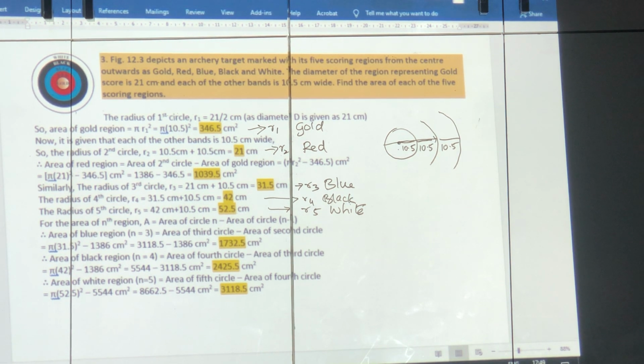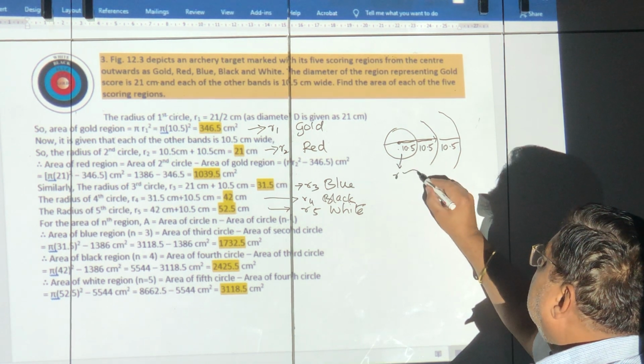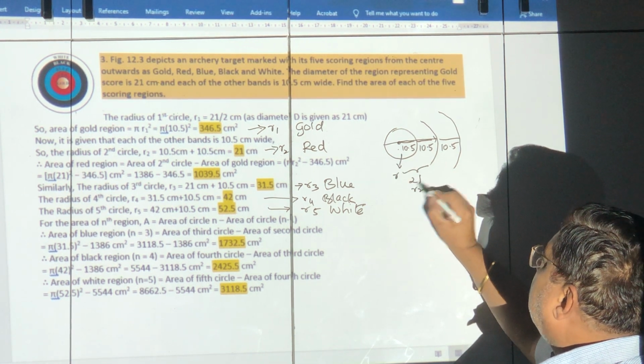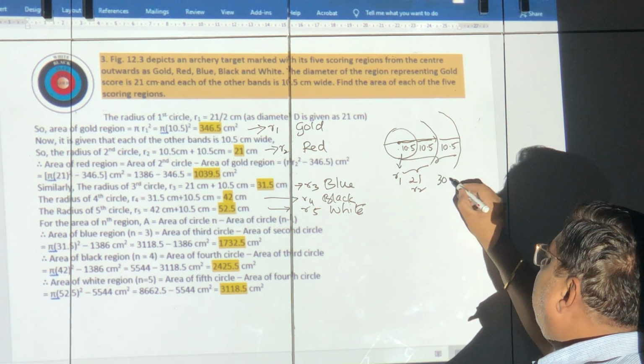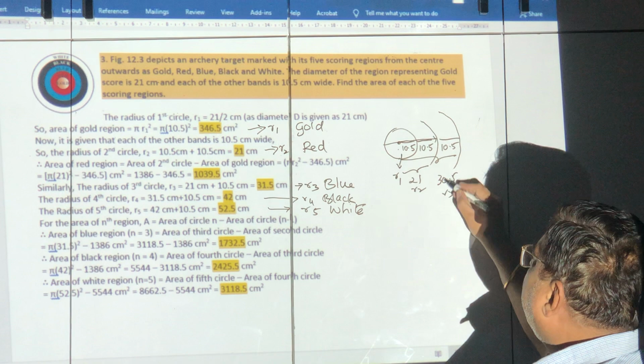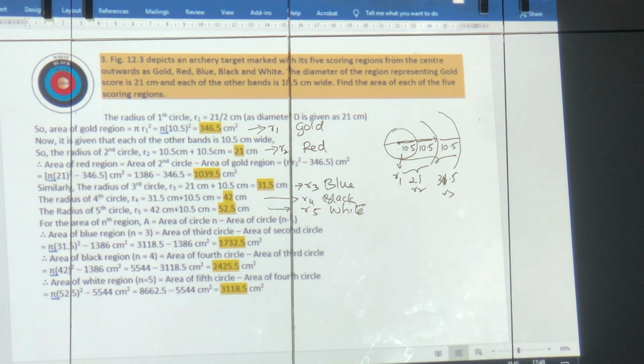Find the area of each. Use this as R, then 21, use this as R2, then add this 21, 31.5, R3, and so on. This is what we have done. Okay, easy. In case you want a shortcut, when you have calculated the third and fifth, you can subtract them and get the fourth. You may not use the formula for each, but you can do it by any method.